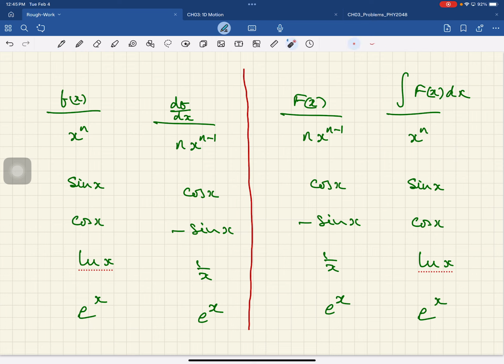All right, so this is the beauty of copy and paste. If this is your function, the integral of that function is that. The derivative of this function was that. The integral of this function is that. All right, so if you go in this direction, you're taking the derivative. Okay, so they are inverses of each other.